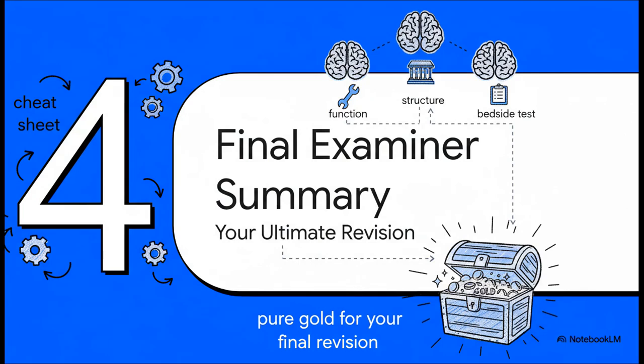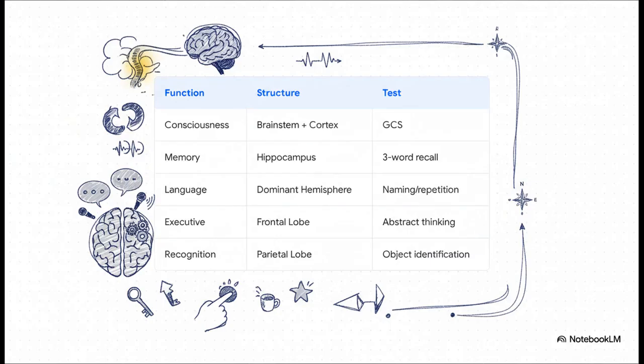Okay, seriously. If you remember only one thing from this entire explainer, make it this next slide. This is your ultimate cheat sheet. It's the slide that links the function to the brain structure to the bedside test. This is pure gold for your final revision. Let's break this down, because you have to see how it all connects. For function, consciousness, the structure is the brainstem and cortex, and your test is the GCS. For memory, the key structure is the hippocampus, tested with a 3-word recall. For language, you're looking at the dominant hemisphere, and you test that with naming and repetition. For executive function, you need to think frontal lobe, and you test it with abstract thinking. And finally, for recognition, you're assessing the parietal lobe with object identification. You need to commit this table to memory. This is your map for localizing any higher function problem you find.